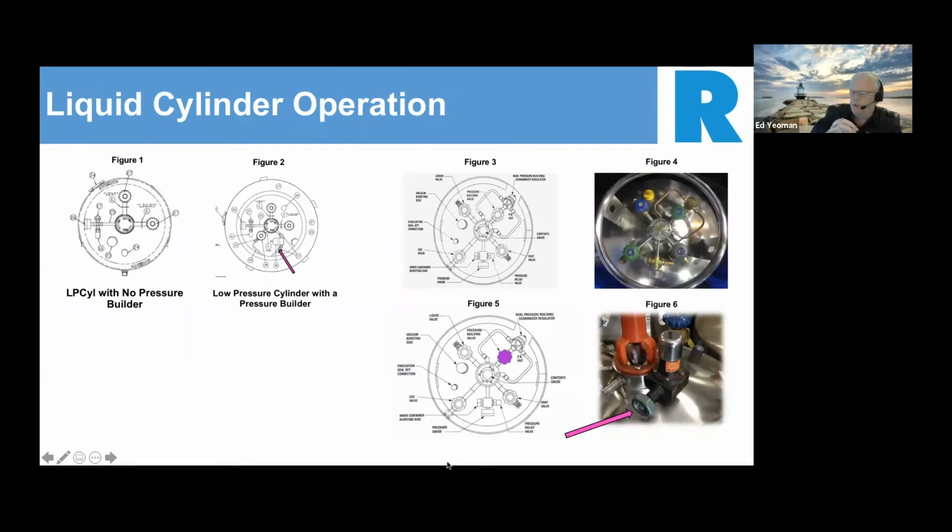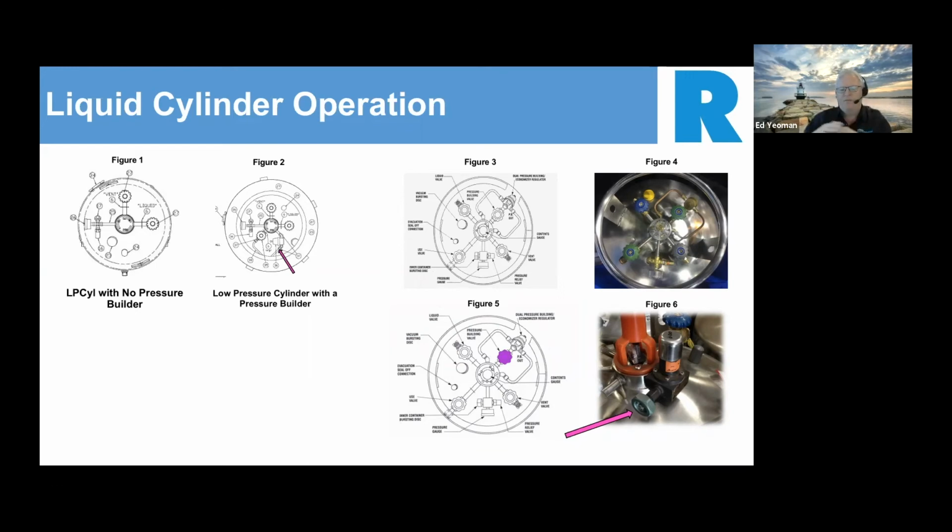These figures are showing you some common configurations. So you'll have figures 1 and 2 showing you low pressure cylinder configuration, which don't have a gas use circuit. Figure 1 is no pressure builder. Figure 2 is the same low pressure cylinder configuration, but with a pressure builder.